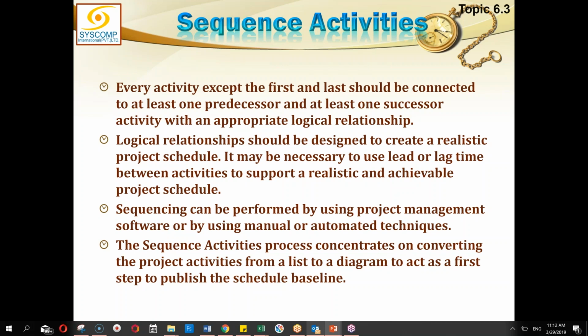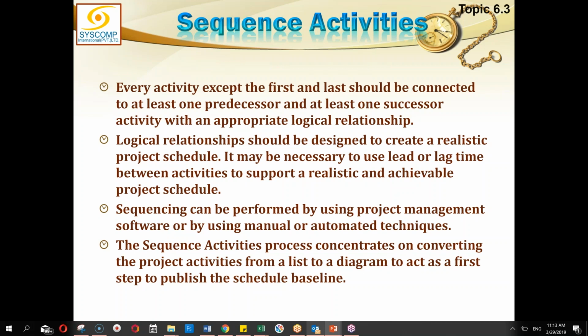Logical relationships should be designed to create a realistic project schedule. It may be necessary to use leads and lags at times between the activities to support a realistic and achievable project schedule. Sequencing can be performed by using project management software or by using manual or automated techniques. So you can do it in any way, but I very strongly recommend that before you start using automated tools, you must understand how to sequence activities manually. Because only when you know how to do it manually will you be able to correctly apply it online.